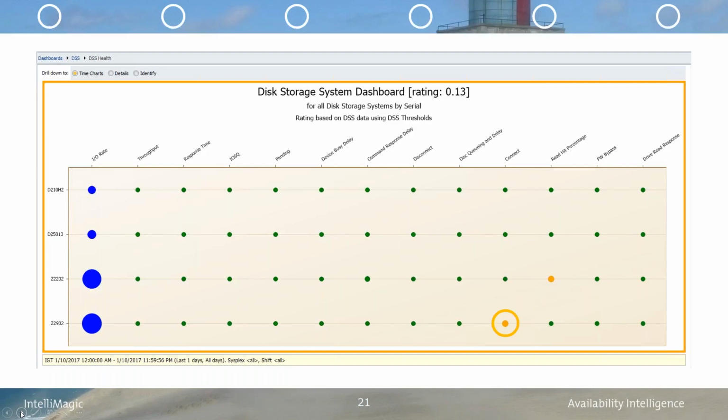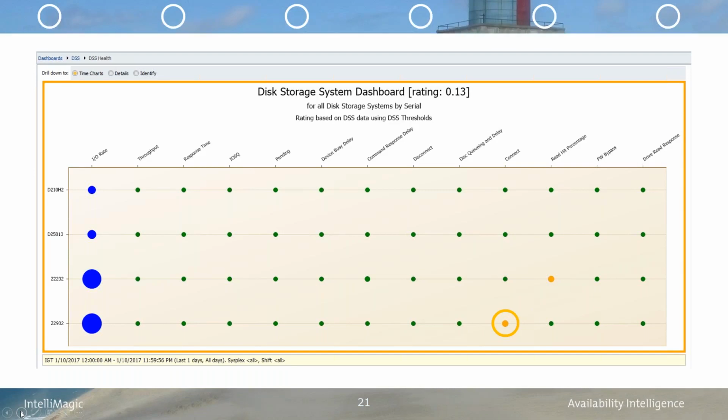In this particular case, we have a customer that has 4 disk storage systems in the environment. What we have here is a disk storage system dashboard. On the left, you see the names of the 4 disk storage systems, and across the top are the metrics that we're tracking. Those are the key metrics that help describe the health of the storage system. We also have a rating in brackets at the top, in this case 0.13, and we'll talk more about that later.